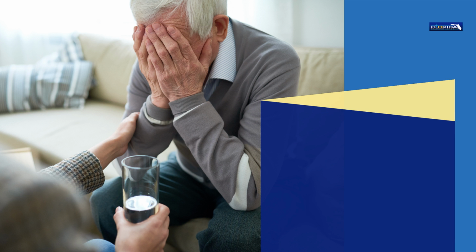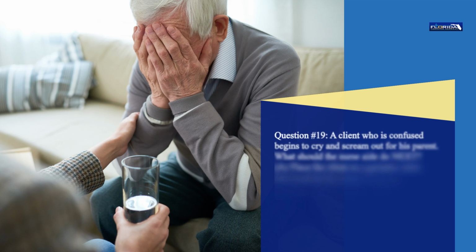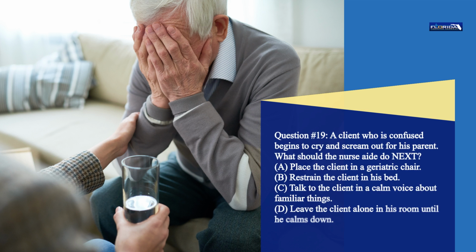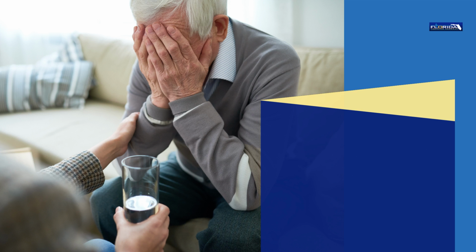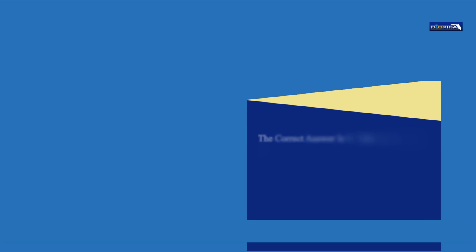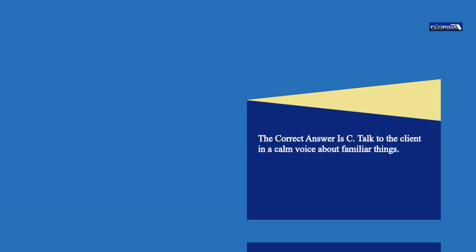Question number 19. A client who is confused begins to cry and scream out for his parent. What should the nurse aide do next? A. Place the client in a geriatric chair. B. Restrain the client in his bed. C. Talk to the client in a calm voice about familiar things. D. Leave the client alone in his room until he calms down. The correct answer is C. Talk to the client in a calm voice about familiar things.